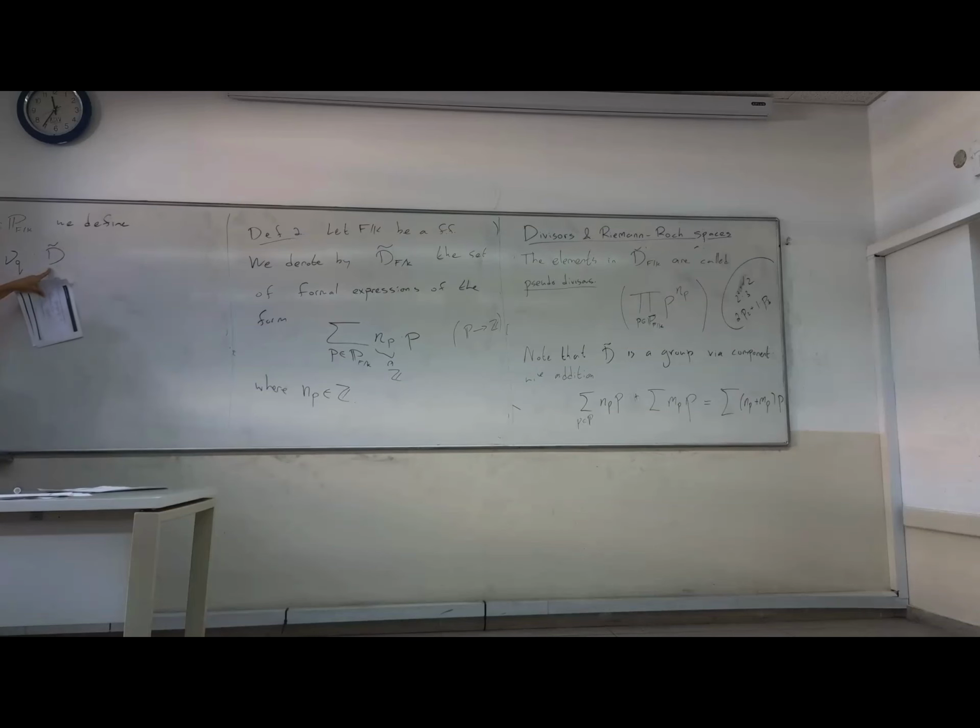It takes a prime divisor. It doesn't take a function. The usual VQ takes a function and gives you a number in Z. So this VQ takes a divisor and just extracts the coefficient of Q in the divisor. So VQ of any divisor that you give me, and any divisor looks like this, will just spit out NQ. Okay? But it's the same name, which is confusing.